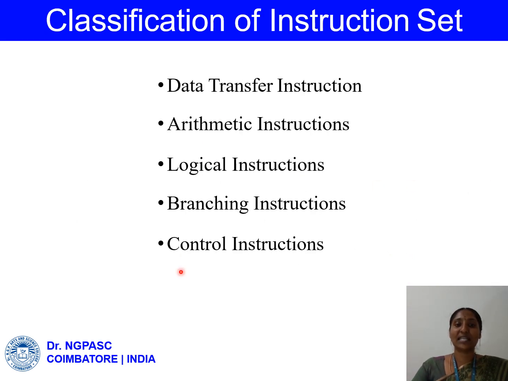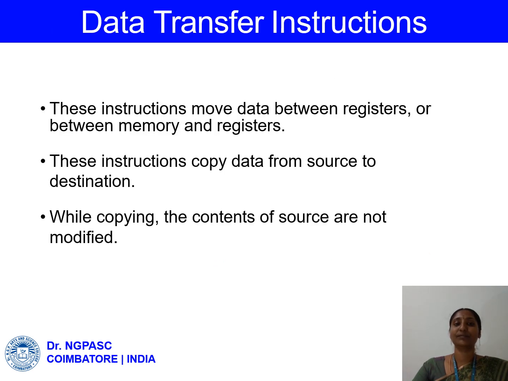Classification of instruction set. The instruction set is classified broadly into 5 types: data transfer instruction, arithmetic instruction, logical instruction, branching instruction, control instruction. Data transfer instruction. These instructions move data between registers or between memory and register. The instruction copies the data from source to destination.